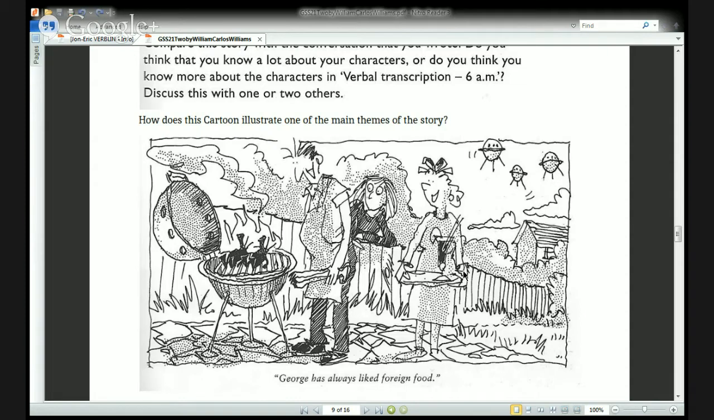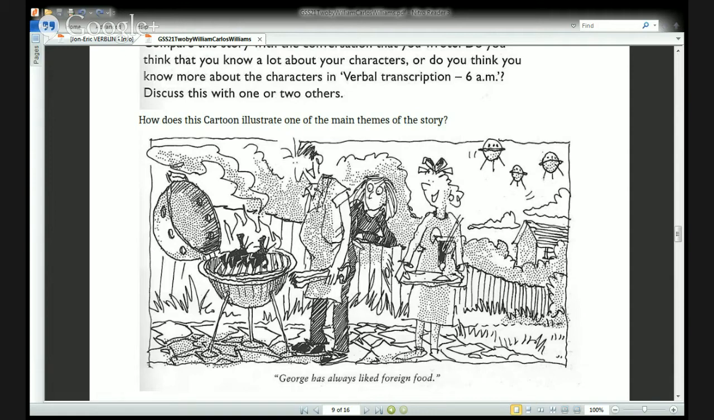Maybe. Also, look at the person in the background. Who's the person behind the fence? Who do you think that is? His daughter. Okay. Why is she on the other side? She's a neighbor. Why do you think it might be the neighbor? I agree. I think it's a neighbor.